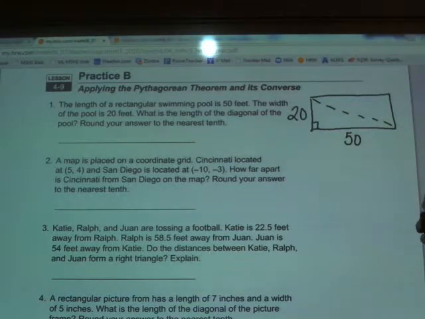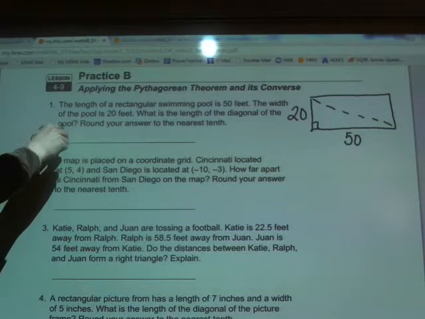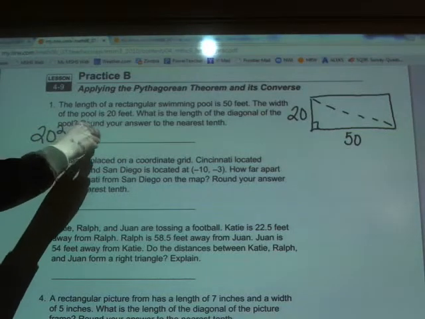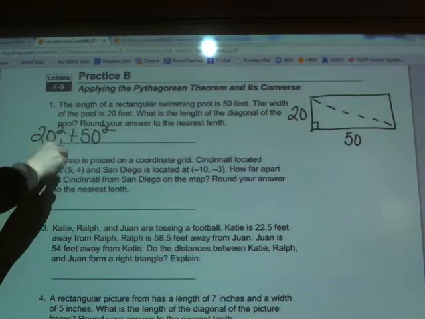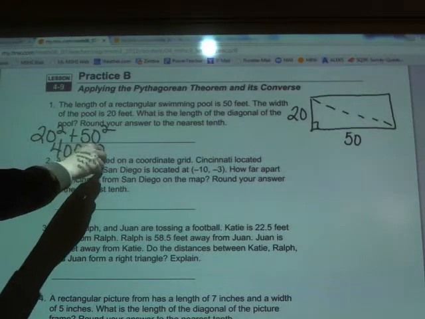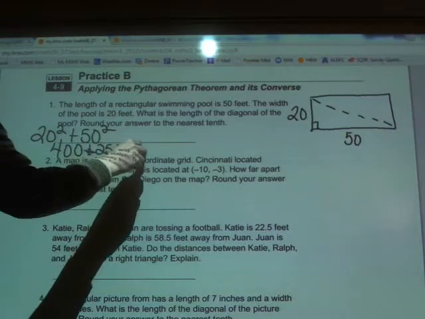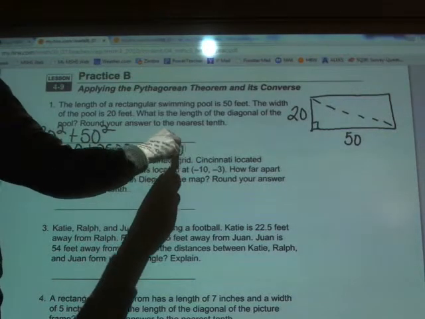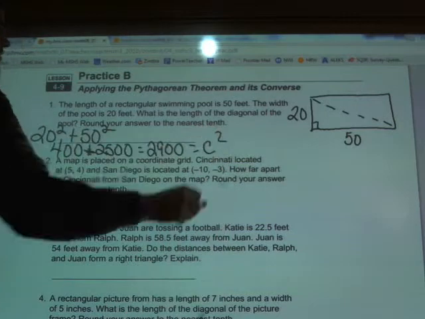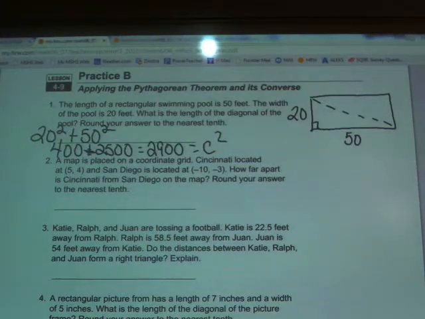So again, the theorem, just like we used it yesterday, says if I square these and add them up, it's going to be equivalent to the diagonal squared, or the hypotenuse squared. So I'm going to go ahead and take my 20 and 50 and square them, and add them up, which is going to change into 400 and 2500, which is going to change into 2900, which is the equivalent of my diagonal squared, or based on the formula, the hypotenuse squared.